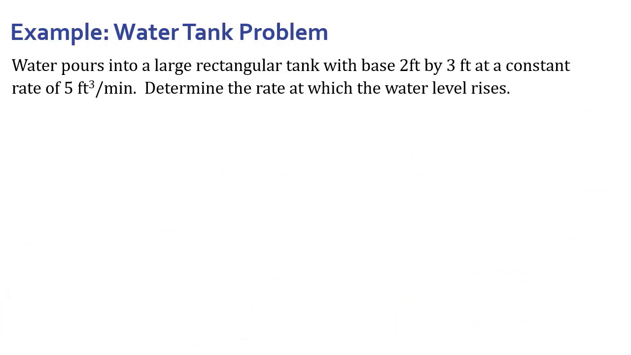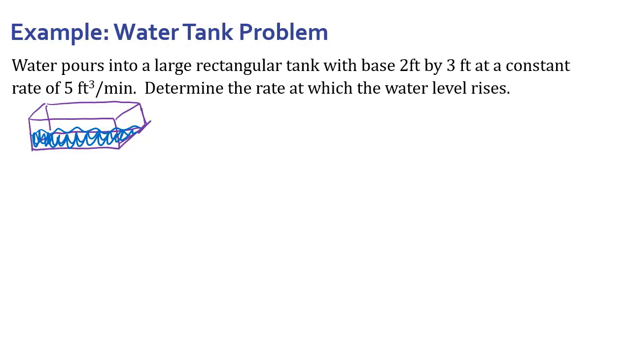Water pours into a large rectangular tank with base 2 feet by 3 feet at a constant rate of 5 feet cubed per minute. Determine the rate at which the water level rises. Okay, let's draw an image of this. So if I've got a rectangular water tank, again, don't judge my drawing. Okay, it kind of looks like that. Hopefully you can visualize we've got water. The water's pouring in, so obviously that water is going to be getting more. Okay, so I've got a picture of it.